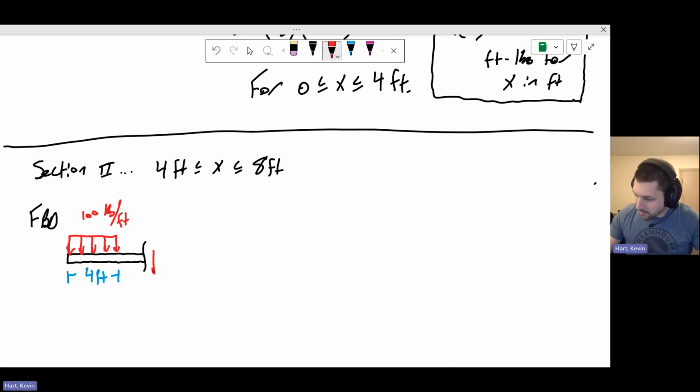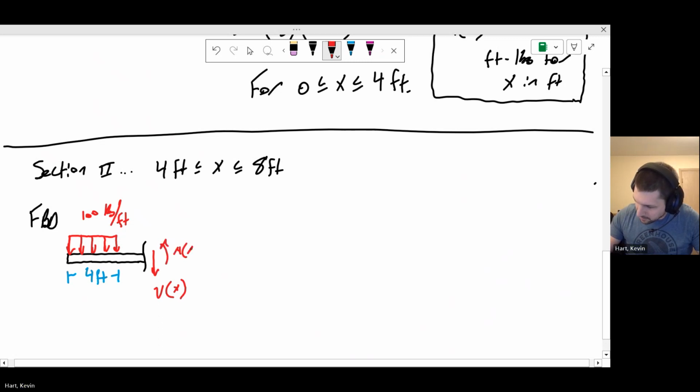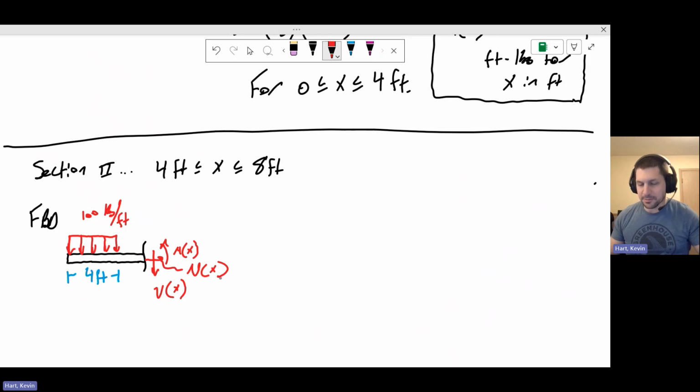Where we're cutting our bar, we're again going to have some internal shear, some internal bending moment, and don't forget your normal force, even though we're not necessarily working with the normal force in this problem. It's good to just include it by habit. All right, and that's all that we really have in our free body diagram this time.